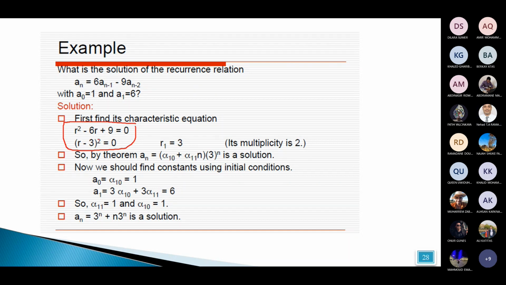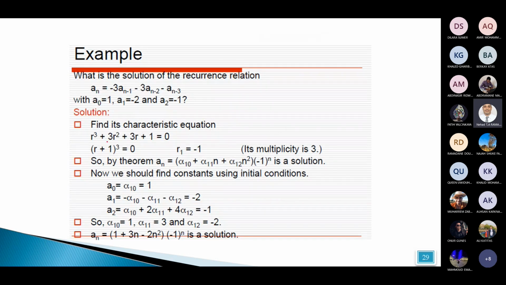This equation is a perfect square, a difference or minus perfect square. So you will find only one solution. Here, it's multiplicity 2 for the solution. Why multiplicity 2? Because we have the same solution 2 times. So this is a multiplicity. When you have something like r minus 3 to the power 2, it's multiplicity 2 for this r.